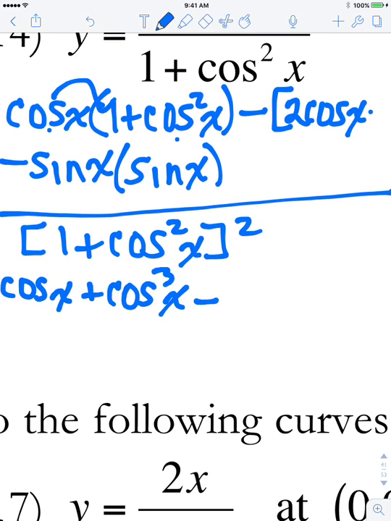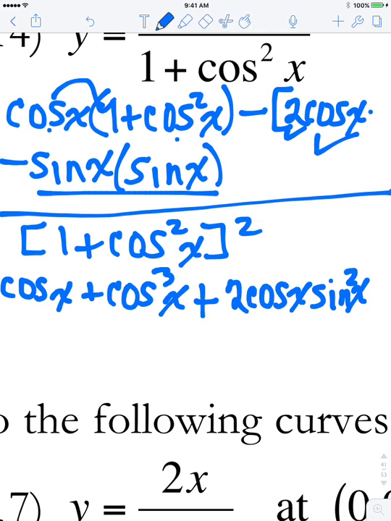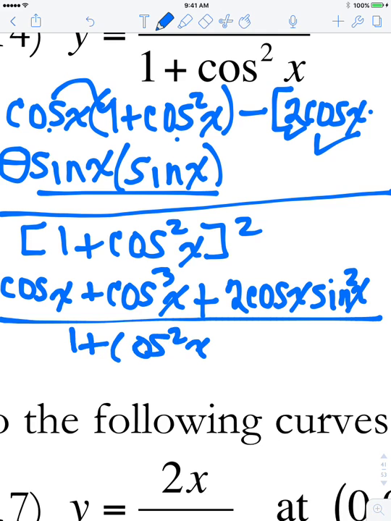Minus 2 cosine of x times negative sine of x. So that's actually positive 2 cosine of x sine of x, and it's actually sine squared because there's 2 sine. I just multiplied 2 times cosine of x times negative sine of x times sine of x. But since this is negative and I'm subtracting, a negative times a negative is a positive, and that's where this plus came from. Okay? And the whole thing is over 1 plus cosine squared.